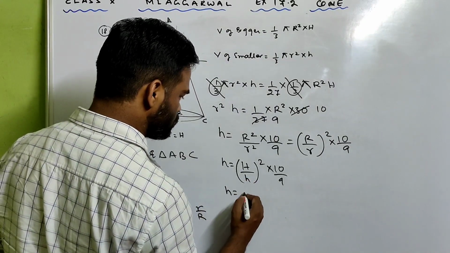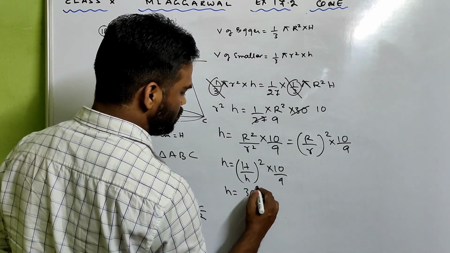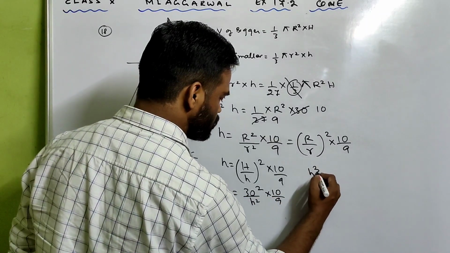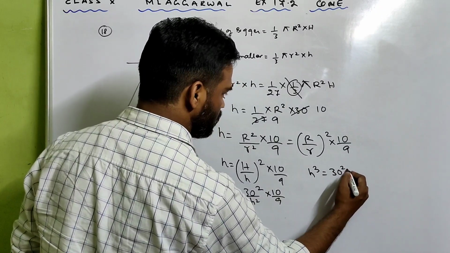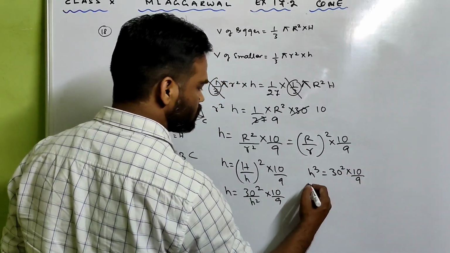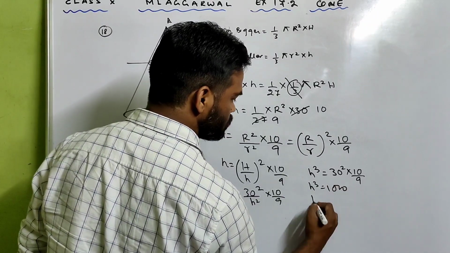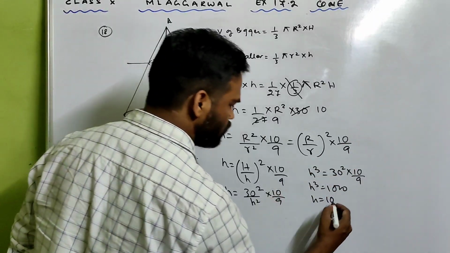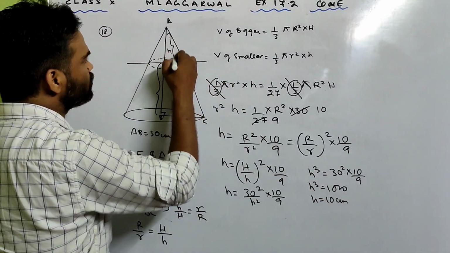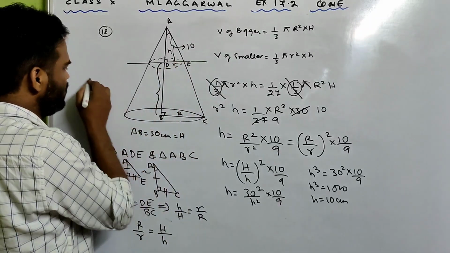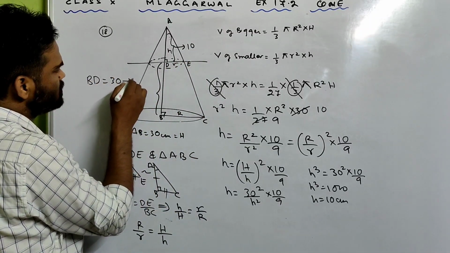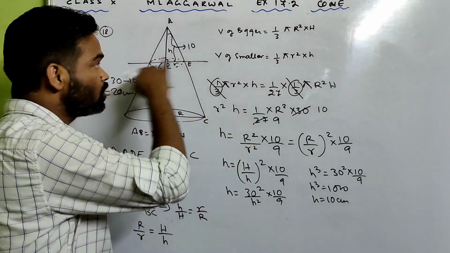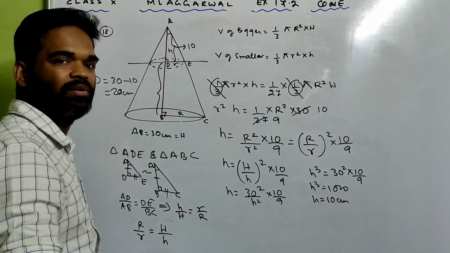So h equals 30 square over h square into 10 by 9. So this becomes h cube equals 30 square into 10 by 9. So that's h cube equals 1000. So h is what? 10. When you solve it, 900 by 9 is 100, so that's 1000. 10 centimeter. So if this is 10 centimeter, BD is 30 minus 10, which means 20 centimeter. Which means 20 centimeter above the base you are cutting so that you get a cone.